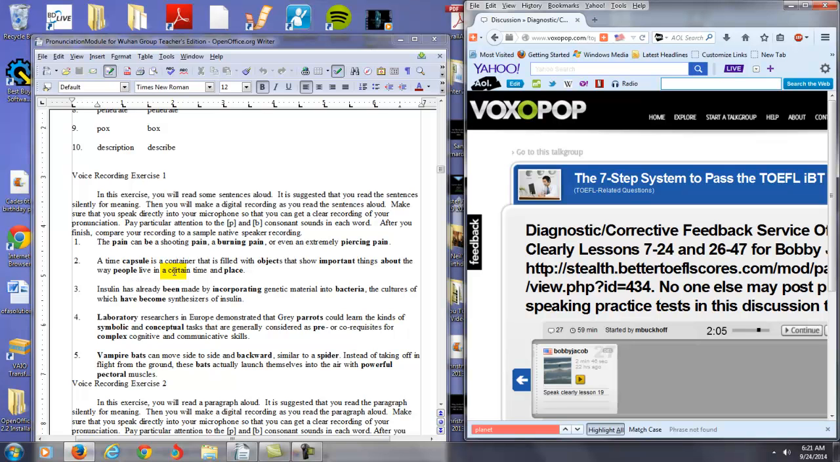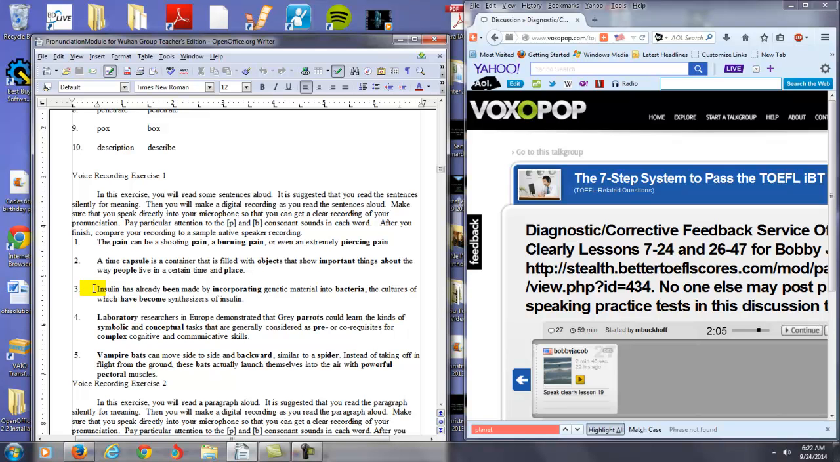Is the actual long vowel you had a little bit of trouble with in this particular exercise, like the word pain, place, place. All right, let's practice these together one more time. The pain can be a shooting pain, a burning pain, or even an extremely piercing pain. A time capsule is a container that is filled with objects that show important things about the way people live in a certain time and place.